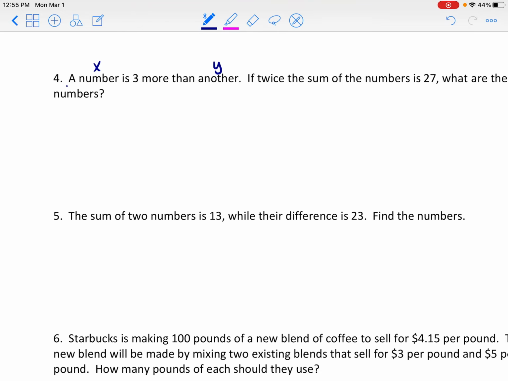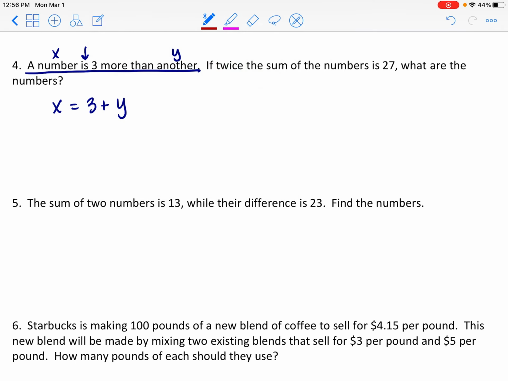If we literally translate this first sentence here, a number we called x is our equal sign. 3 more than means 3 plus or plus 3. Another, let's call that y, we said. There's our first equation, okay? Next, it says that twice the sum, that's 2 times a sum, of the numbers. That means twice the sum of our x and y equals 27 is our second equation. So this is literally a translating problem, okay? We've got our system now.